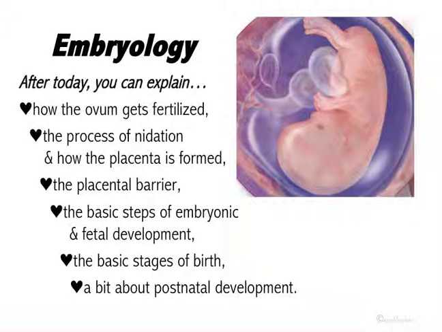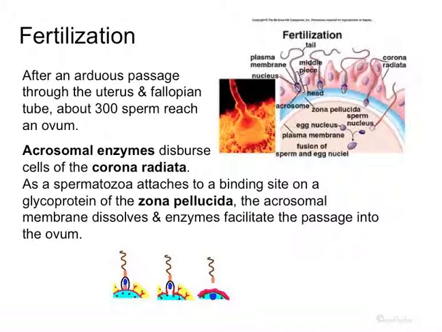Alright, let's go to embryology next. After the sperm goes through the uterus and the fallopian tube, about 300 make it. They get to the ovum.